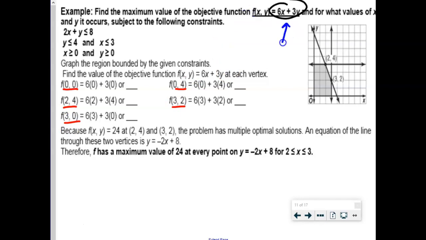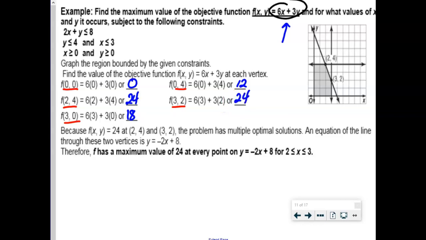So we can do that. They kind of halfway did that for us too. So 6 times 0 plus 3 times 0 is 0. And then this would be 12 plus 12, so 24. This would be 18 plus 0, so 18. This would be 0 plus 12, so 12. And 18 plus 6 is 24.